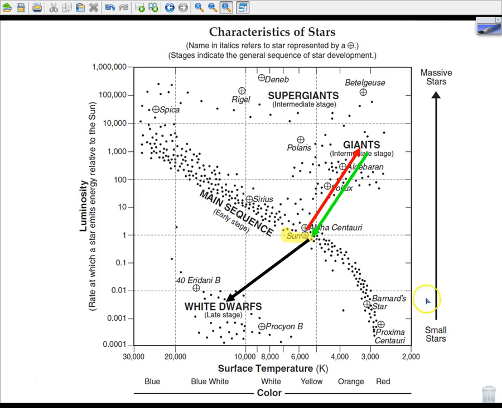And then you can also see over here, there are small stars and then there are massive stars. So over here, this gives you an idea of their size. So the brightest star on this page, Deneb. The least bright is Proxima Centauri. I mean, there are stars that are less luminous, but you can see Procyon B is pretty close too in terms of being really low on the luminosity scale. That's basically how you read this chart.